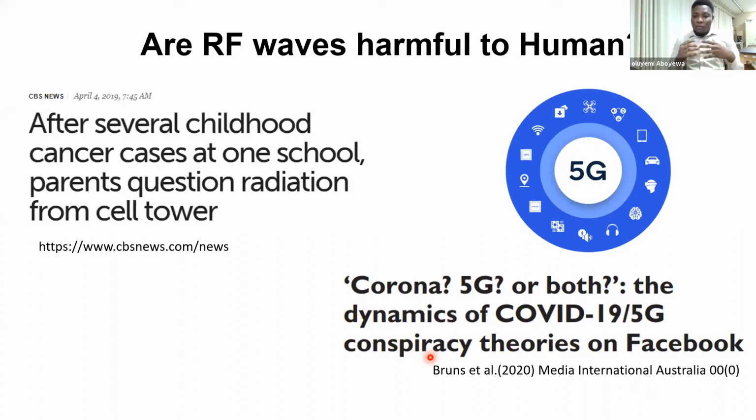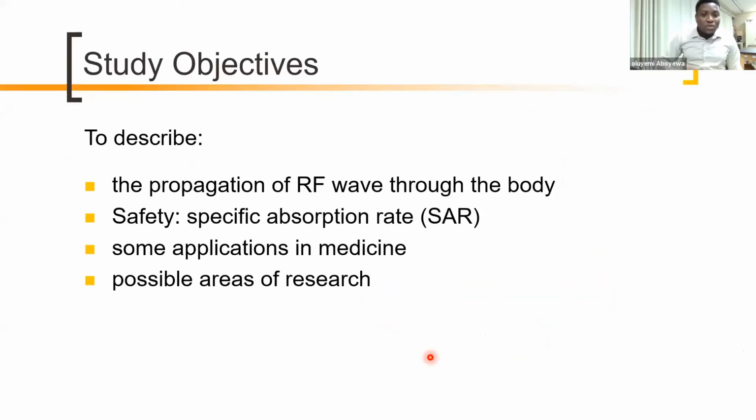So for us to be able to form a good opinion about some of the societal discourse, it is important for us to understand the physics of how radio frequency waves interact with the body. And that leads me to my study objectives. We want to understand the propagation of RF waves through the body, and based on the energy absorbed by the body due to these waves, there will be a lot of safety considerations that we need to keep in mind. From our understanding of this physics, we can then apply that to medicine and see how we can use RF waves to our advantage. And I'll also talk about some possible areas of research.